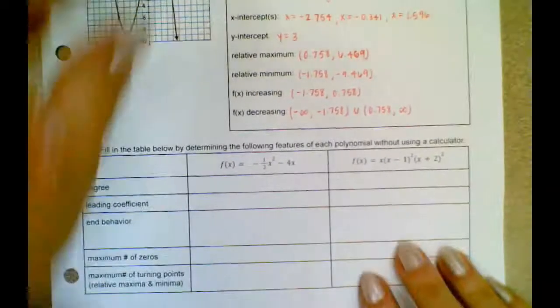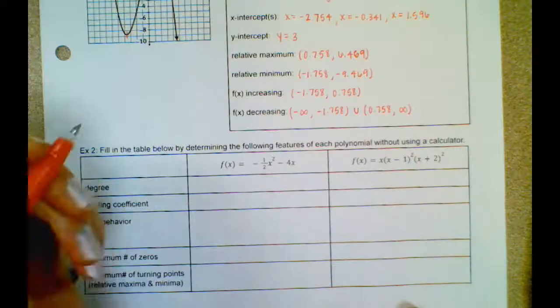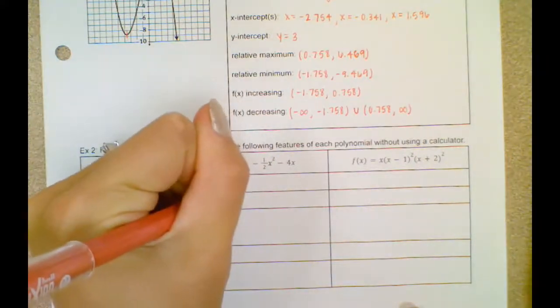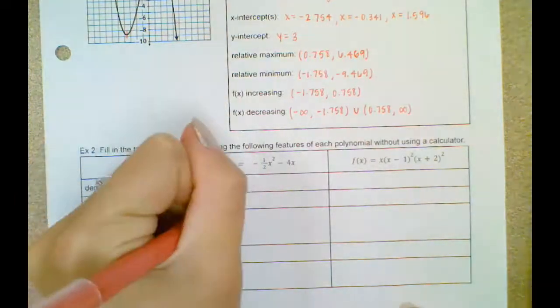Alright, fill in the table below by determining the following features of each polynomial without using a calculator. Okay, so we're done with the calculator now. Alright, the degree, that's just the exponent, guys. So 2. The leading coefficient, negative 1/2.